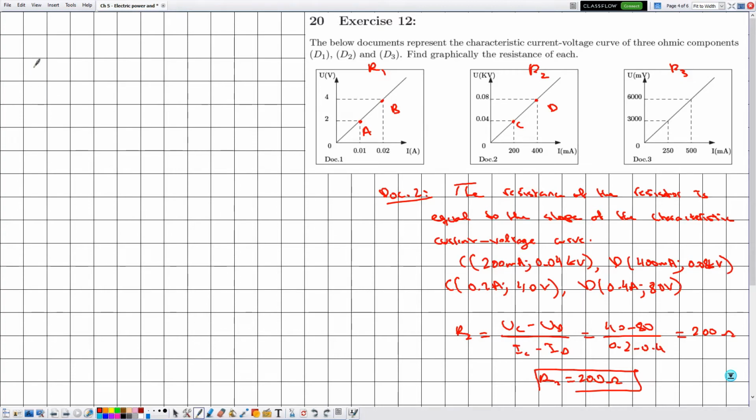And now as for document 3, we also start by writing the definition, which is given by the resistance of the resistor is equal to the slope of the characteristic current voltage curve.